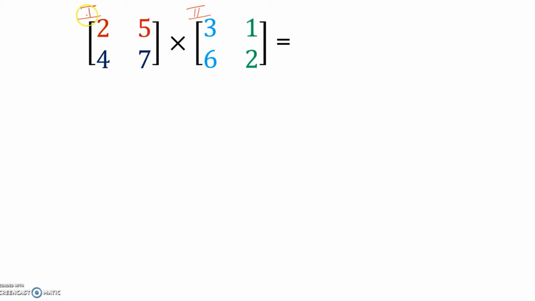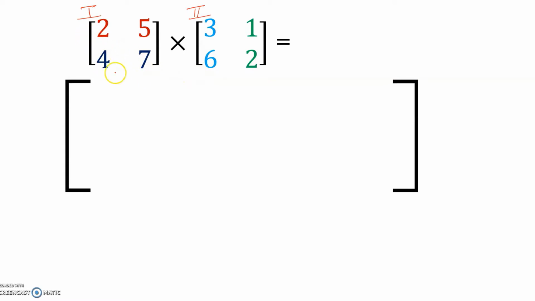The first matrix is this and the second matrix is this. Now you can notice that I have highlighted the rows of the first matrix in different colors, and I have highlighted the columns of the second matrix in different colors. Okay, why did I do that? In matrix multiplication, you take the row from the first matrix and you multiply it with a column from the second matrix. Let's see how that happens.